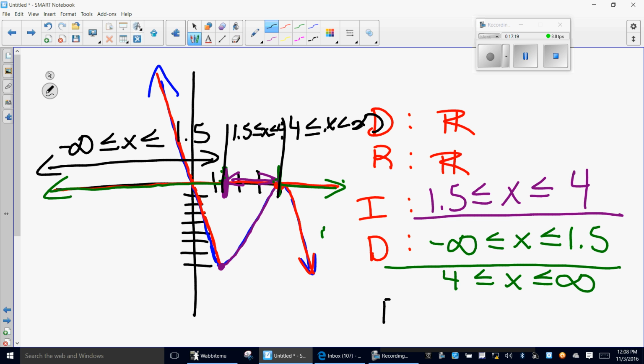How about the end behavior for this? As x goes to infinity, as I go to the right, y goes to negative infinity. As x goes to negative infinity, as I go to the left, y goes to positive infinity. Okay? All right, see what you can do with number 4.